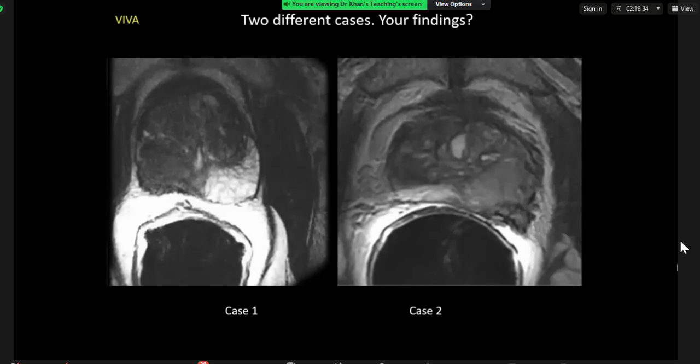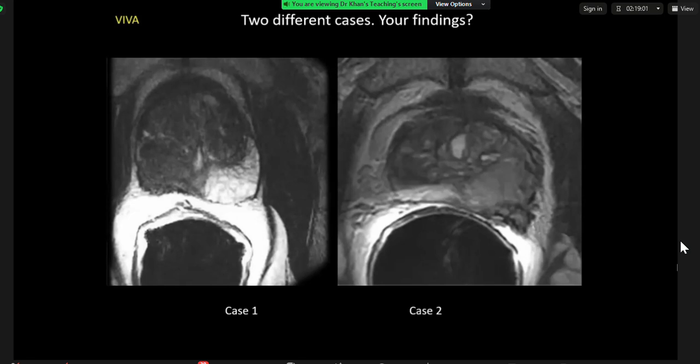In the right clinical context, I believe these findings would be suspicious for a T3A tumour. In the second case, in the left peripheral gland, there is low to intermediate T2 signal in the left peripheral gland, extending from probably the 3 to 6 o'clock position.